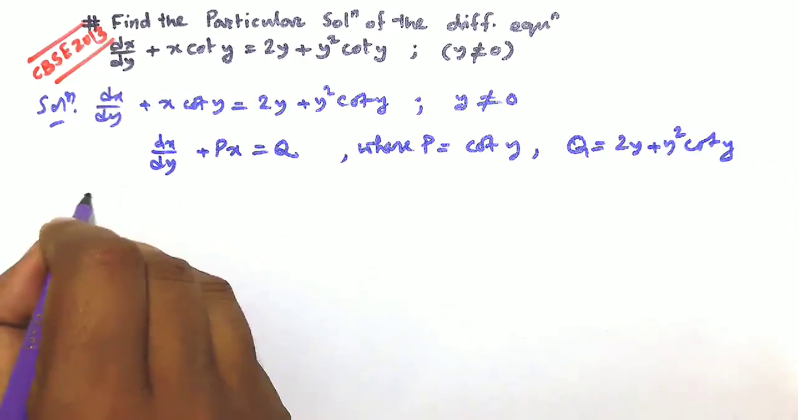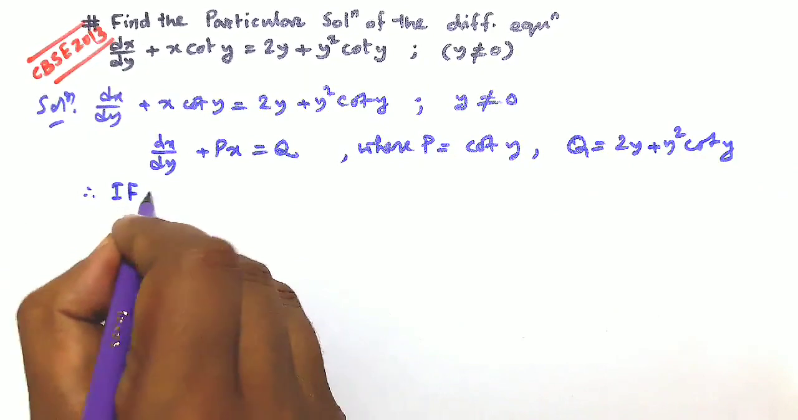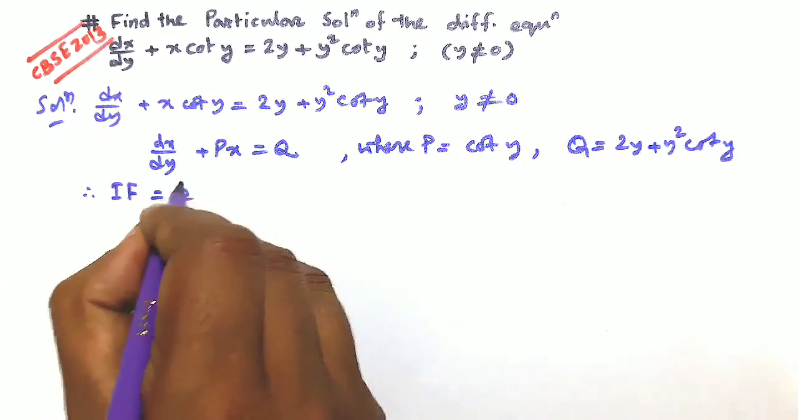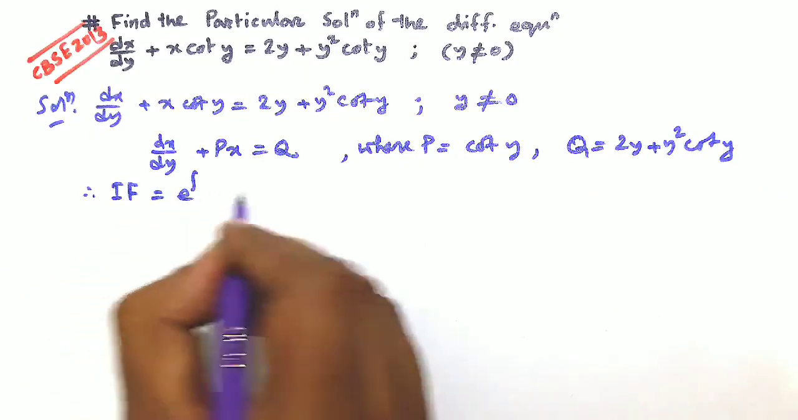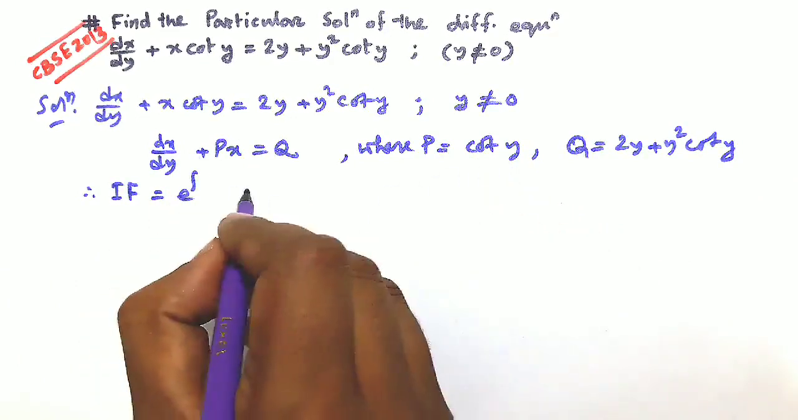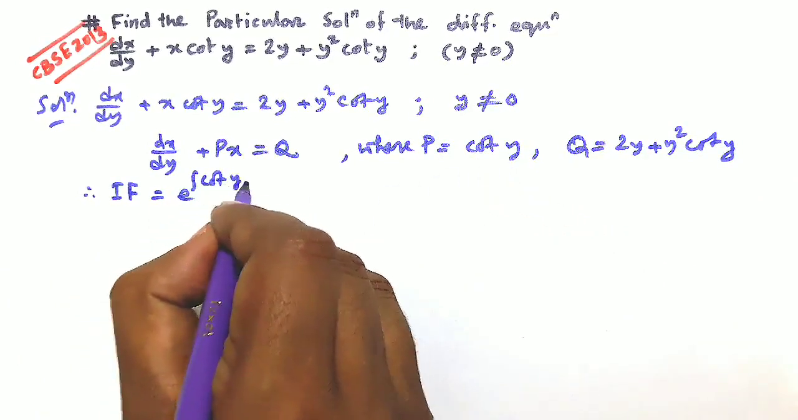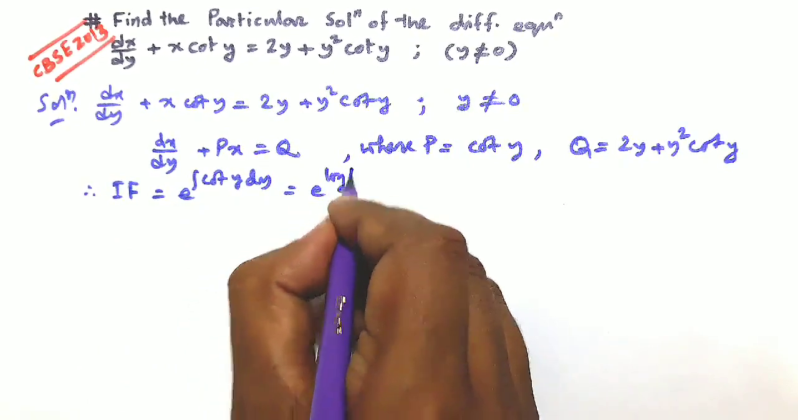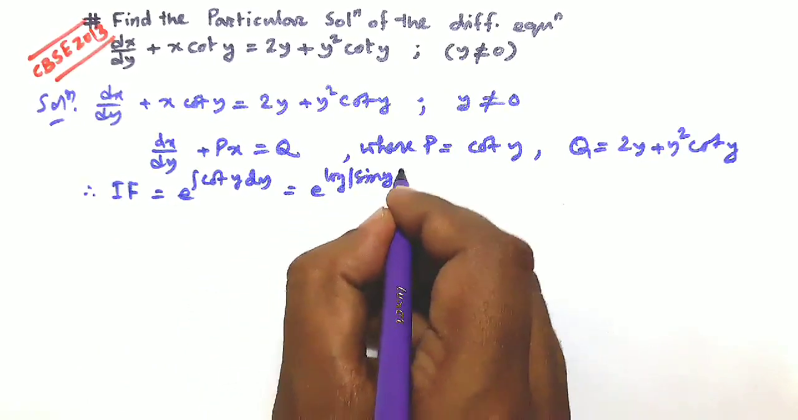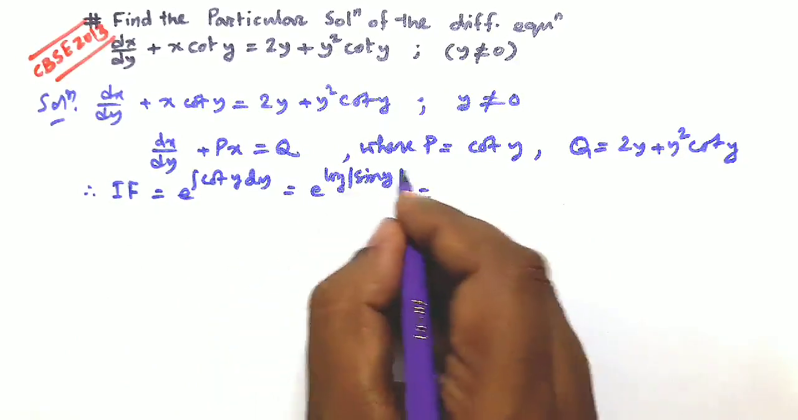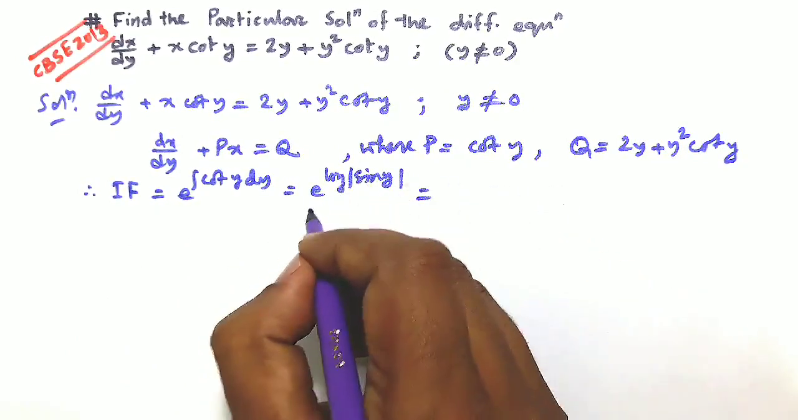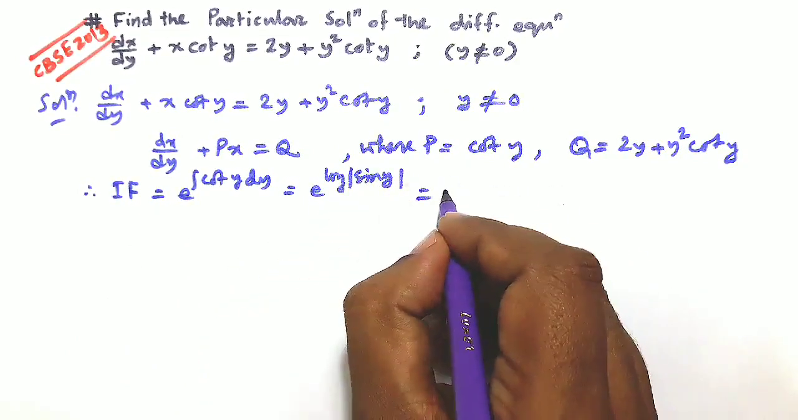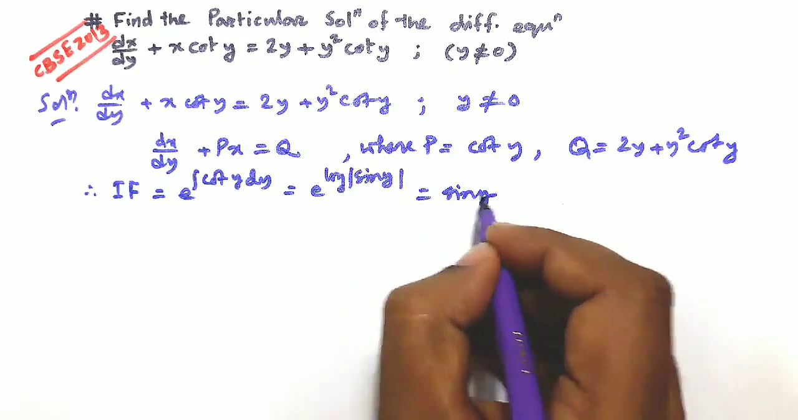So friends, introduce the integrating factor. Integrating factor is equal to e to the power integration p dy, and p is here cot y, so integration cot y dy, that means this is e to the power log of sin y, isn't it? So e to the power log of x is equal to x, you know this one, so e to the power log of sin y is equal to only sin y.